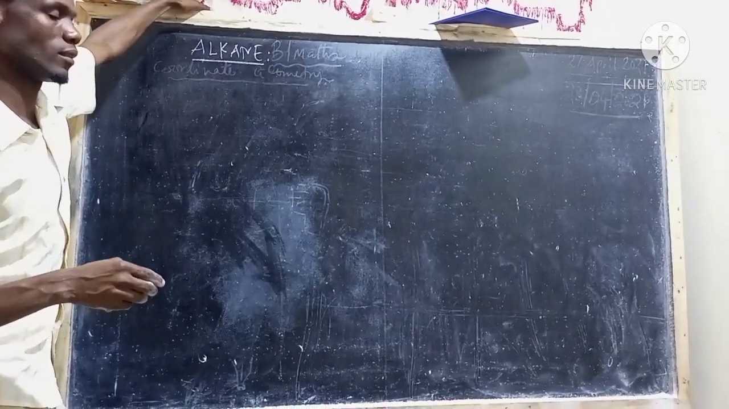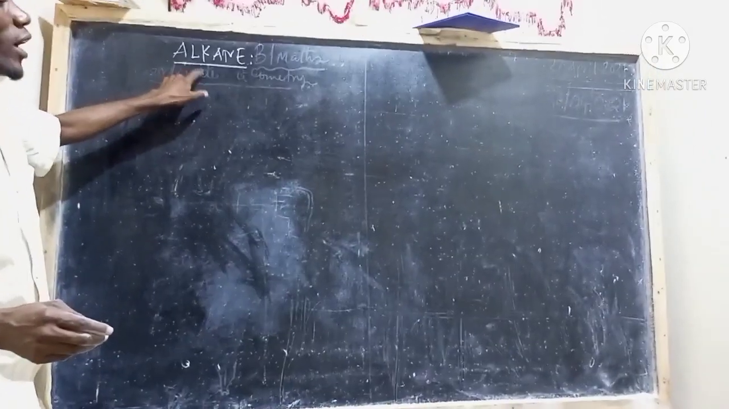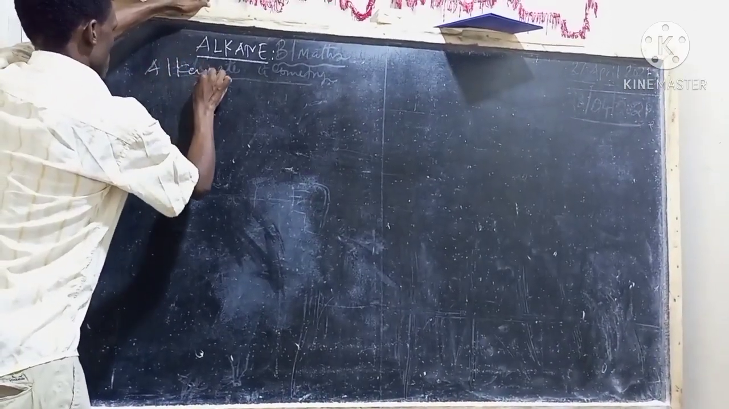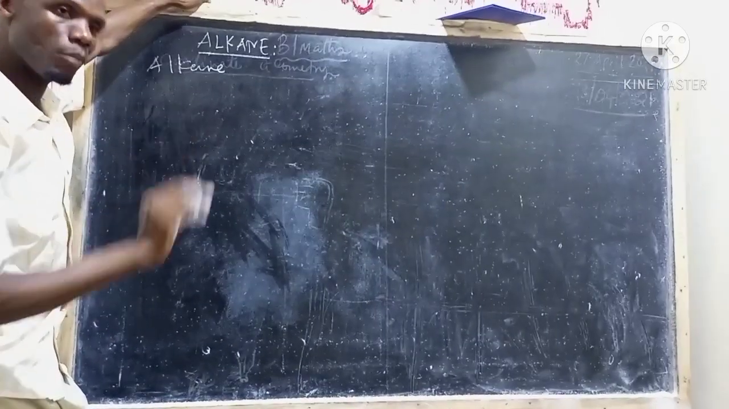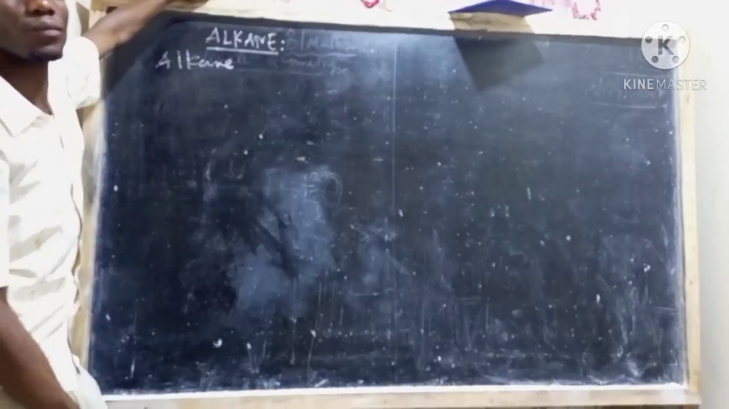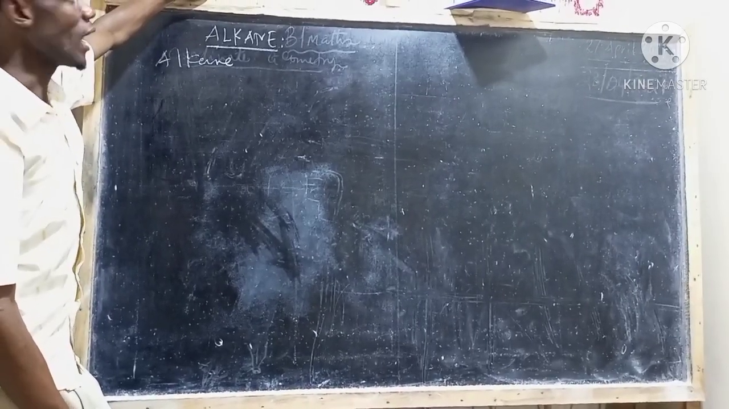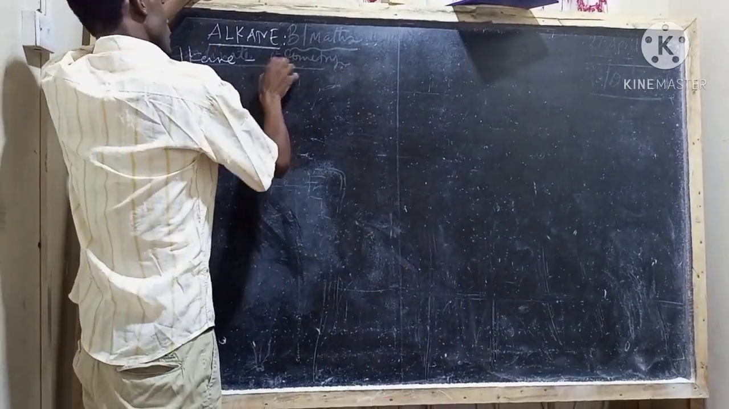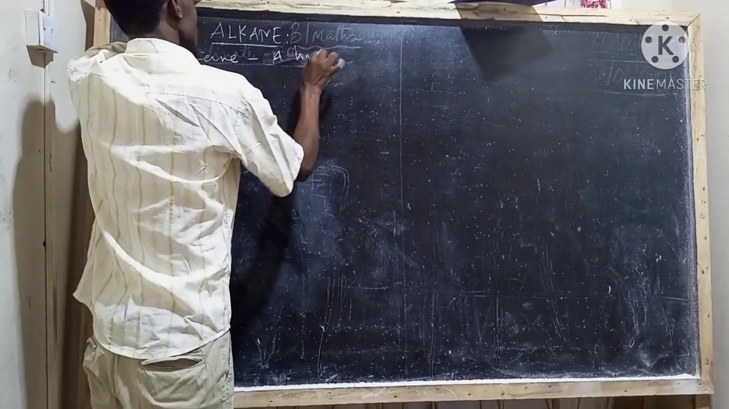After we have discussed hydrocarbons, we said this is a hydrocarbon. Alkane is the hydrocarbon that contains single covalent bonds between the carbon atoms. Now this is a single bonded carbon atom.